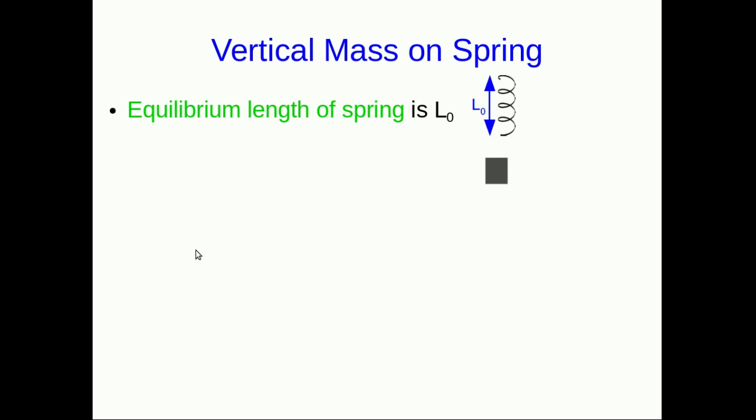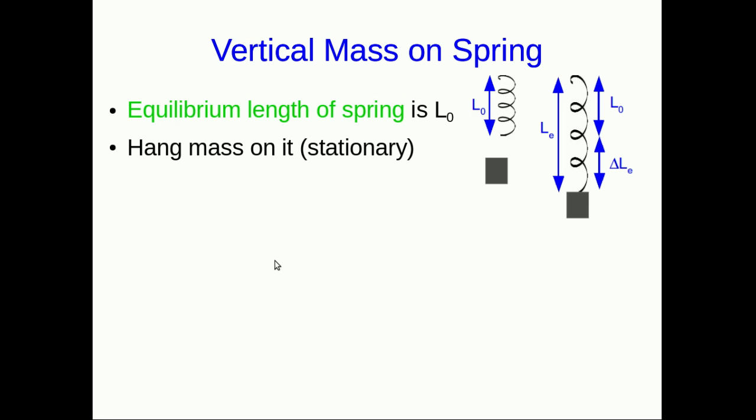Armed with the knowledge we have now, it's finally time to look at the vertical mass on a spring, which in practice is the thing that's easier to set up than the horizontal mass on a spring. So we know that with no mass hanging on it, the spring has some equilibrium length, and I'm going to call that L naught, L sub 0. That's the equilibrium length of the spring, the length it's at when there's no force applied on it.